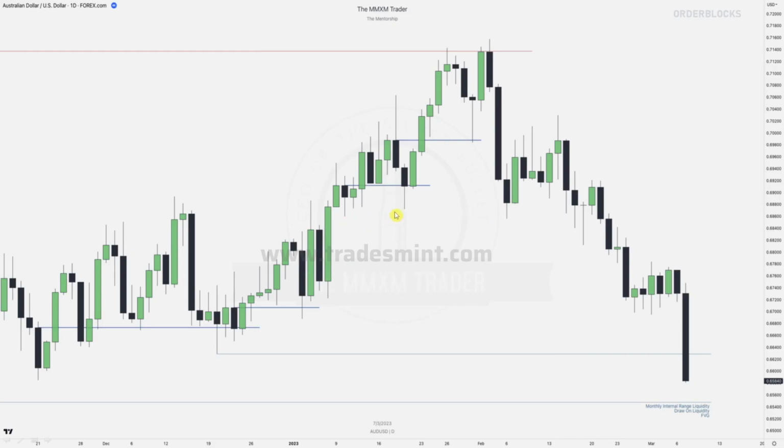And remember, we have these lows down here, right? So this is for later liquidity, engineered liquidity. After we take external, we want to go to internal range, which is on the monthly time frame, right? So we use daily structure to go back down into that monthly internal range liquidity.